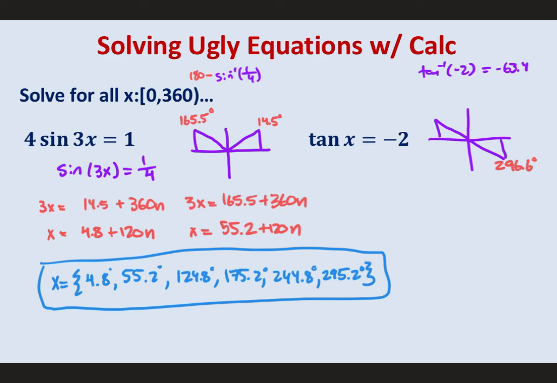And then I would do the same thing except with 180 because it's the same reference angle, like a 63-degree reference angle. So I'll do 180 minus that 63.4, and I'll get 116.6. Now, if you notice, this one doesn't have any period modifiers, so those are just my two answers. So I'll go ahead and say x equals 116.6 and 296.6 degrees.